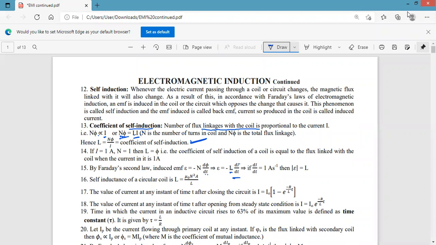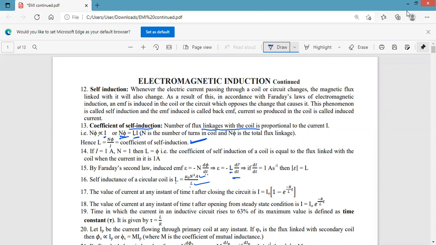The self-inductance of the circular coil is given by L is equal to mu naught N squared A by l, if air is present. For another medium, it is mu naught mu r N squared A by l, where A is the area of cross section of the coil, l is the length of the coil, and N is the number of turns in the coil. Where N is the what? Number of turns in the coil.